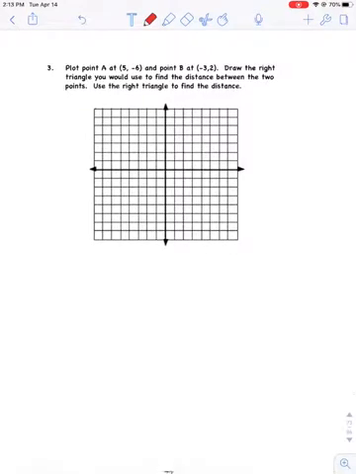All right, and one more. Go ahead and try this problem. Come back when you're ready to go over it.